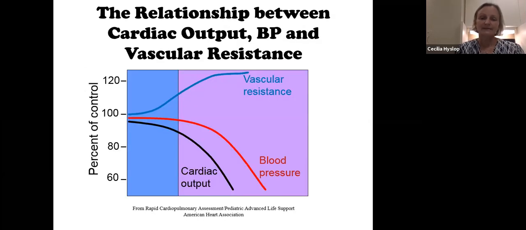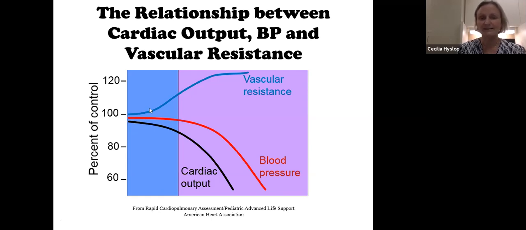This is another slide actually from Dr. Schwartz. And I like this slide because it looks at the relationship between cardiac output, blood pressure, and vascular resistance. So if you look at this first part here, we see the vascular resistance where your systemic vascular resistance is normal. And we see that we have a good blood pressure, and we see that we have a good cardiac output. And remember, cardiac output equals heart rate times stroke volume. And stroke volume is made up of preload, afterload, and contractility.